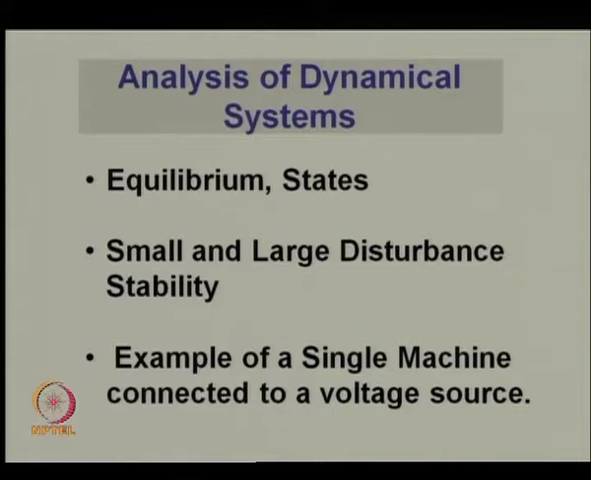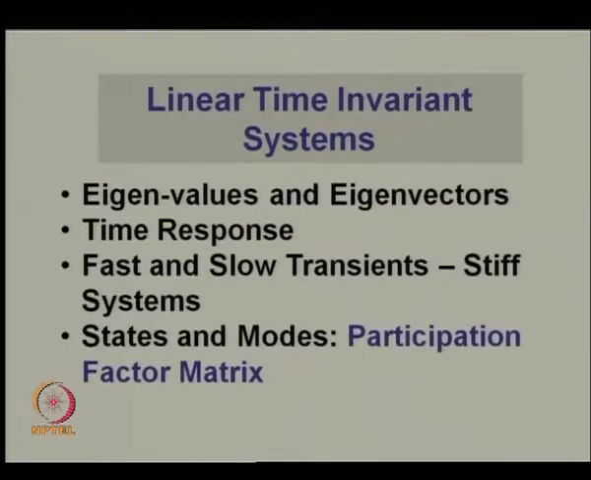We also considered, to illustrate this concept of small and large disturbance stability, the example of a single machine connected to a voltage source. Then we moved on to linear time invariant systems and their analysis, and we saw that we could analyze the response of a linear time invariant system using eigenvalues and eigenvectors of the A matrix. That is, if I have a system x dot is equal to A x, the properties of A really determine the stability of the system.